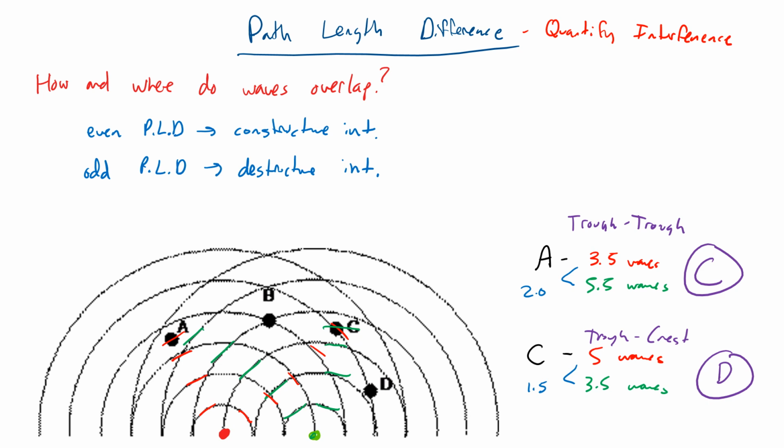You see at point A, that's 3.5 and 5.5 waves. Those are both sort of numbers with a 0.5 in them. But when I take the difference, the path length difference, I get 2, which is an even number. And then when I take the opposite of the other one, we see it's a trough and a crest, which will always be true for destructive interference. Constructive interference could happen on a peak and a peak, much like at point B on this diagram.